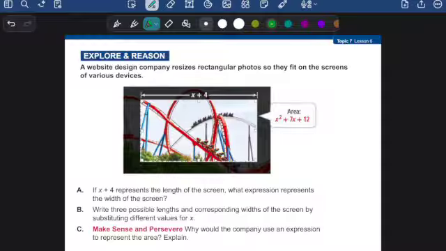For the exploring reason, we have this diagram of a photo of this roller coaster, and we can see one of the dimensions is x plus 4, and then we know the total area is x squared plus 7x plus 12. Can we use that information to find the other dimension of this image? Well, yes. We're just going to factor this trinomial and find the other factor.